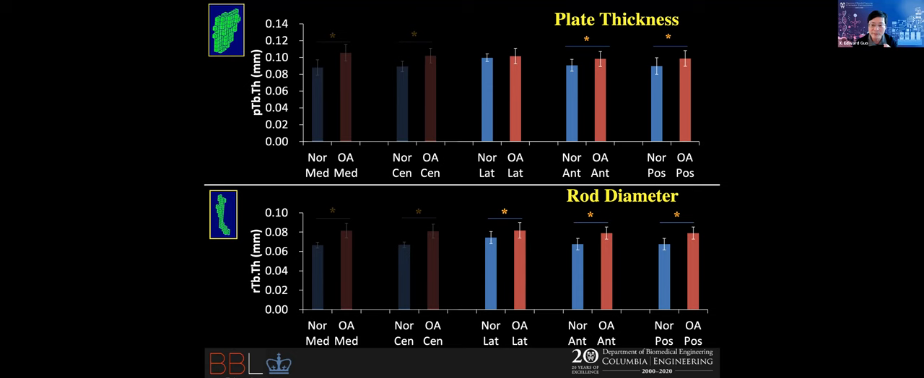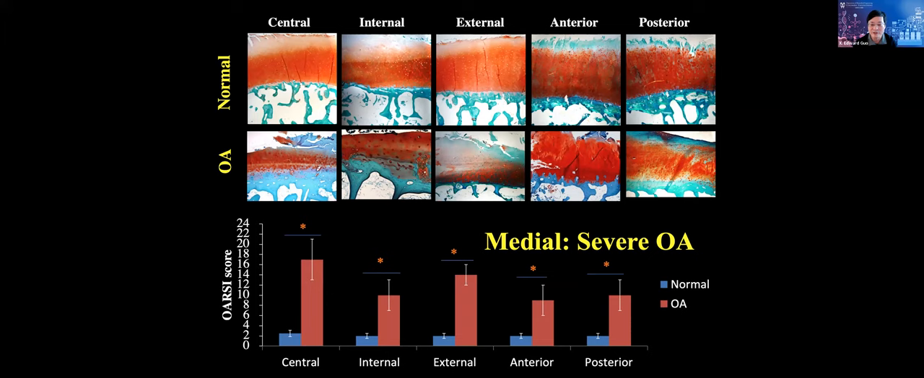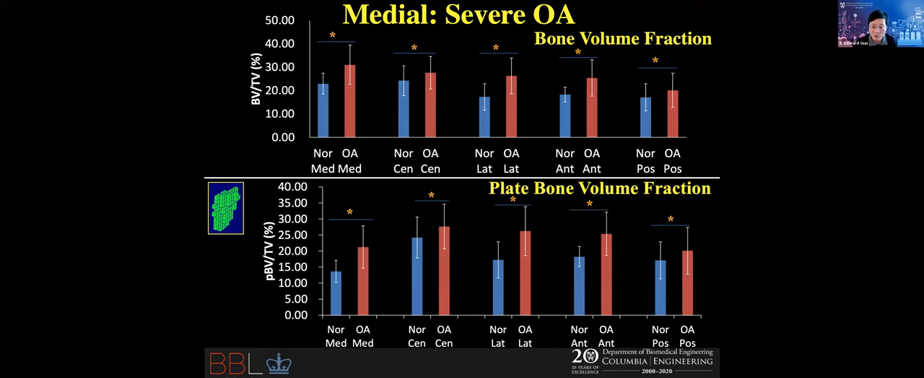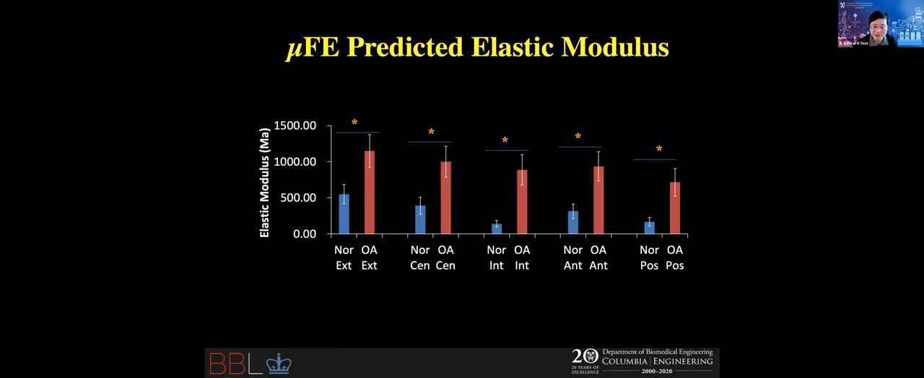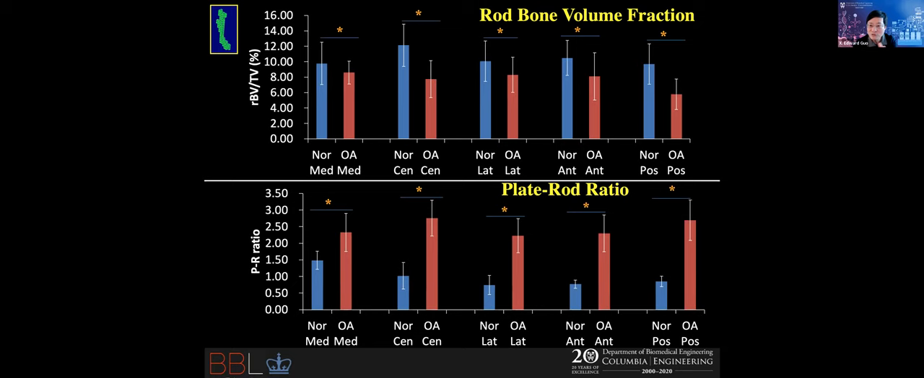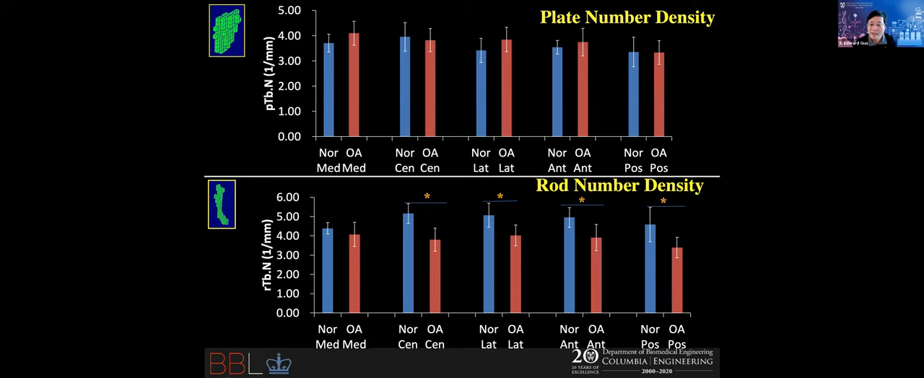Now, if you look at the medial side, everywhere is osteoarthritis, the scores are all different. And of course now the bone volume fraction shows up, it's very, very different. And the plate bone volume fraction is very, very different. The mechanical properties are over the roof here. And now, interesting, the rod bone volume fraction is still lower in OA, very consistently compared to the normal we have here. Of course, the plate-rod ratio is going off the roof, it can be three times, two times, quite a difference. And then the deficit in the rod number still remains the same, right? You can see that in the OA samples they still have a lower rod number density.